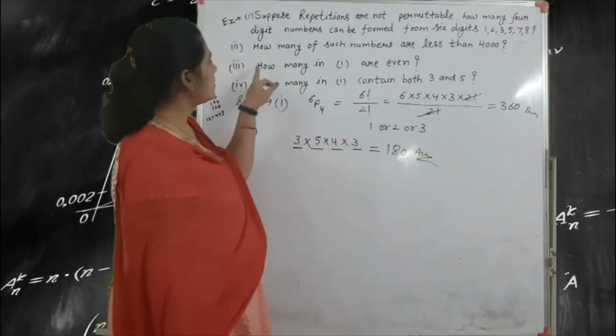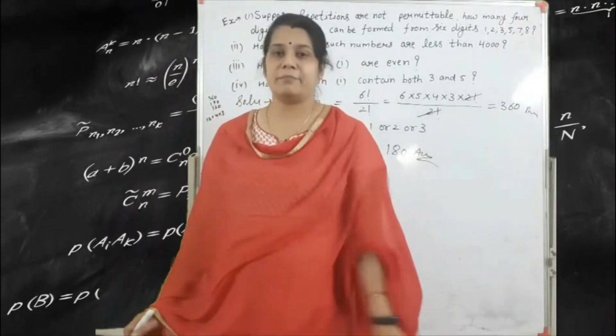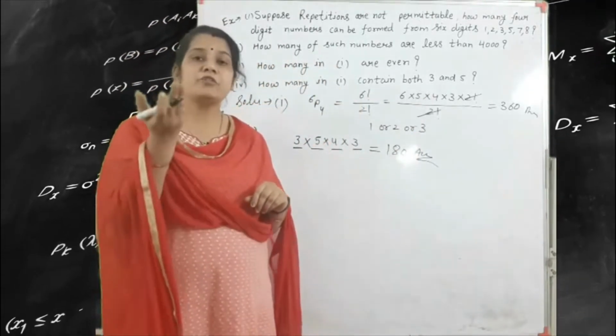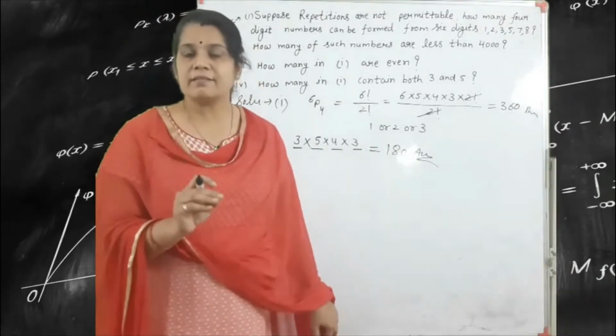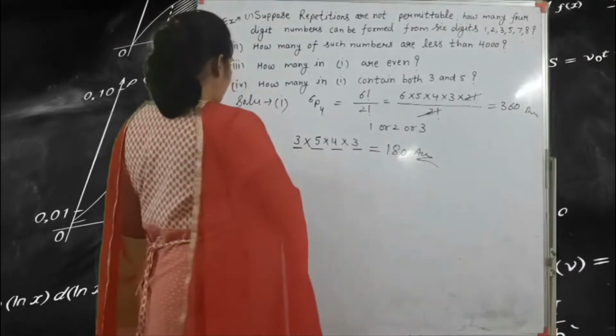Third one is how many are even numbers. Even number means that in the unit place we write an even number, then the given number is in even form. So the third one is what?